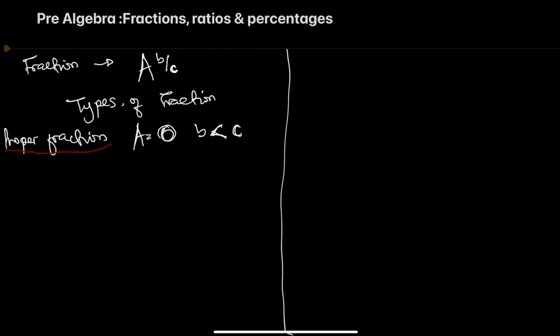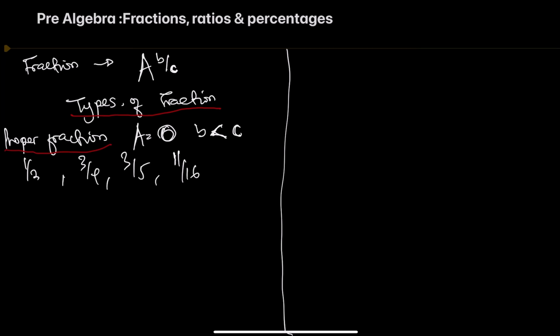So what are the cases of proper fractions that we have? We have 1 over 2, because B is less than C, so 1 is less than 2. We have 3 over 4, 3 over 5, 11 over 16. These are examples of a proper fraction. In this case, you notice that A is basically 0.